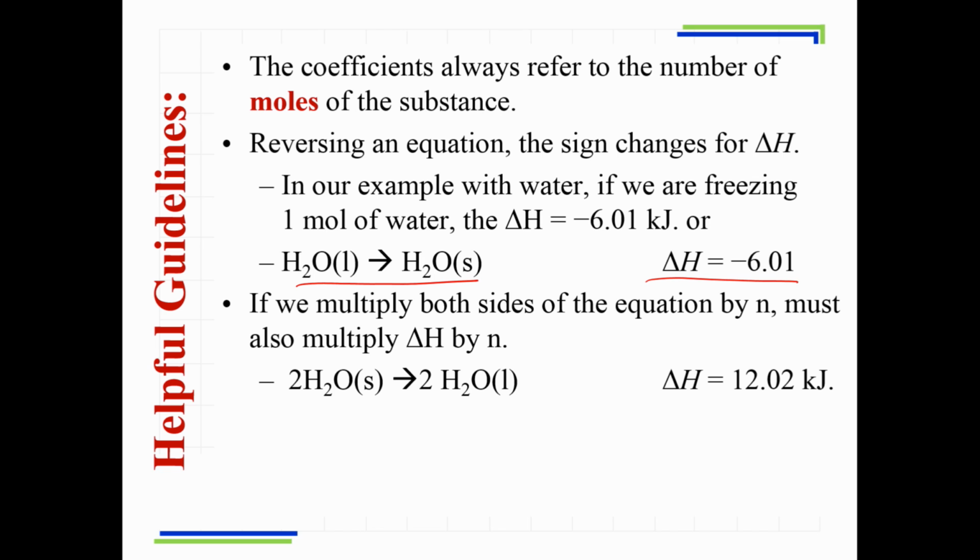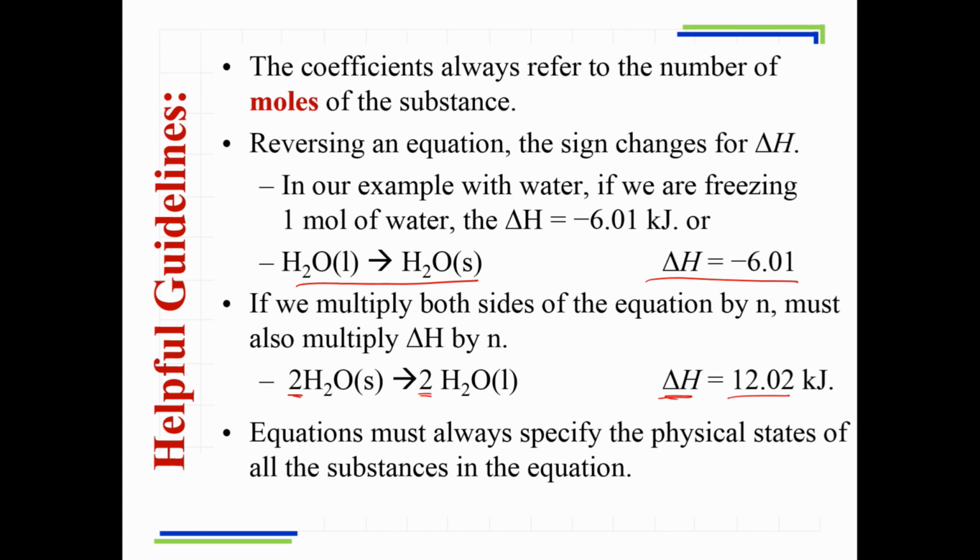The third statement is if you change the coefficients of your balanced equation, notice here I doubled it. I doubled the amount we're dealing with. Well, if you double the amount of solid that you're turning to a liquid, you're doubling the amount of ice cube that you're melting. Should it not double how much energy required to do that? So anytime you multiply through on an equation, you also multiply through the delta H.